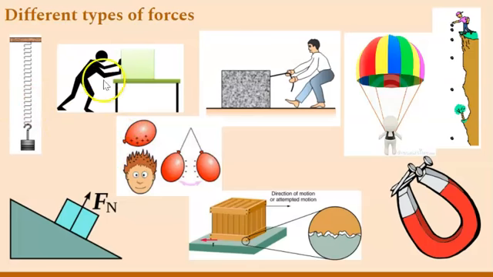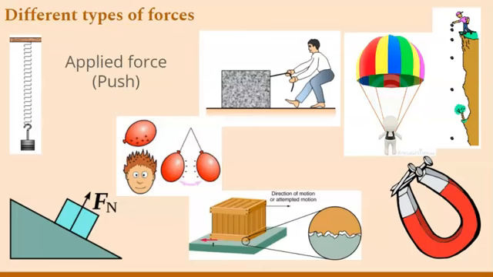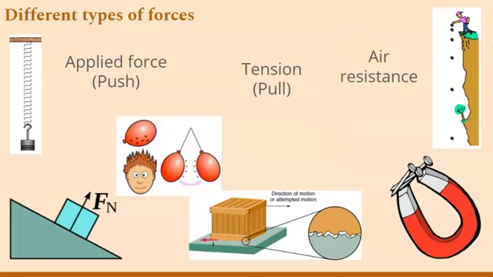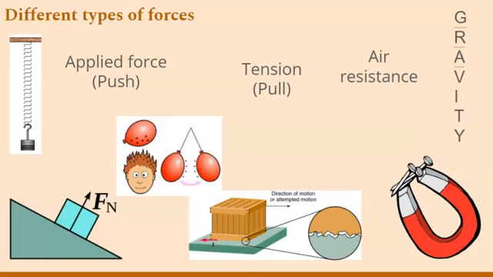Alright, so the first one that we'll go over is this pushing force that's called an applied force. The second one is if you're pulling on something. That's called tension. This person with the parachute represents air resistance. We've done problems like this where something is dropped or is falling, and that's because of the force of gravity.